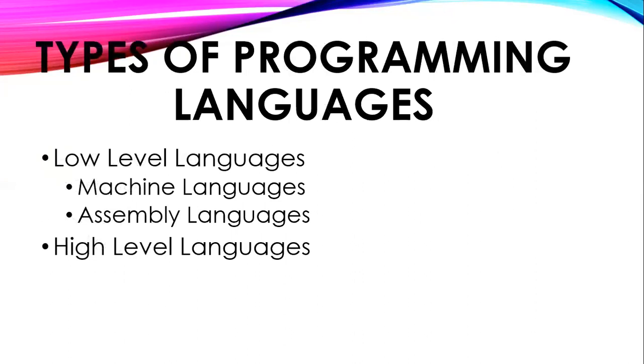In computer science, there are two major types of programming languages. One is considered as low-level languages and the next is high-level languages. Low-level languages are also divided into two subtypes, that is machine languages and assembly languages.